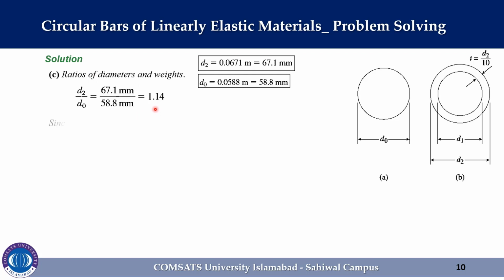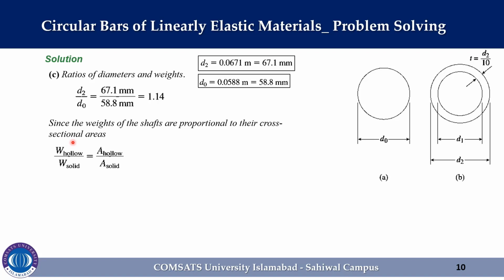Since the weights of the shaft are proportional to their cross-sectional areas, we can express the ratio of the weights of the hollow shaft to the weight of the solid shaft as follows. W hollow over W solid is equal to A hollow over A solid. Here in this equation, W represents the weight and A actually symbolizes the area of hollow and solid shaft respectively. The area of hollow shaft is equal to pi times d2 square minus d1 square divided by 4. In the same way, the area of solid shaft is pi d naught square over 4.